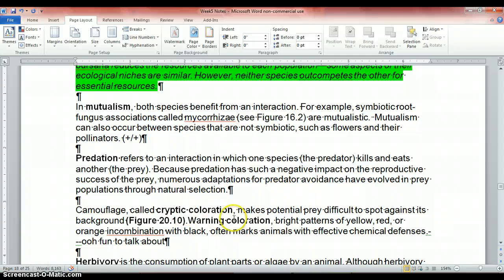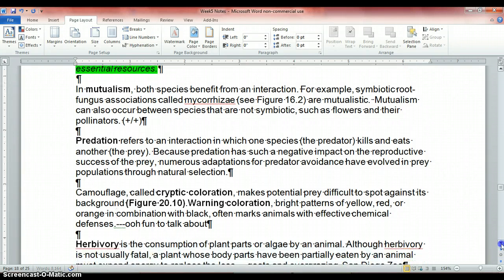Camouflage, or cryptic coloration, which we talked about a little bit last week, makes potential prey difficult to spot against its background. Warning coloration, bright yellows, reds, or oranges in combination with black, often marks animals with effective chemical defenses. So if they taste nasty or they're poisonous, they're probably going to be yellow, red, or orange. One way I think about this is if you imagine a Wile E. Coyote cartoon, he's always got a rocket attached to his back, and it's usually red because it's dangerous. So we're using the same color systems in our own world. Let's scroll down to different types of stuff.